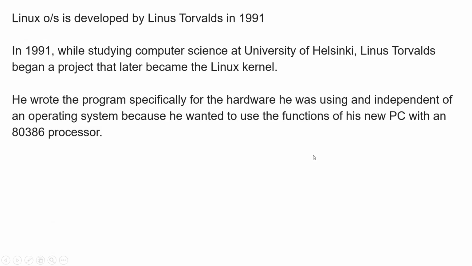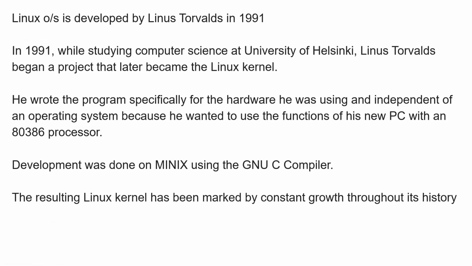Then the OS was developed with the GNU C compiler, which I told you about, together with the Linux kernel, and this is how it has grown constantly throughout its history. It is a combination of GNU applications. I told you what GNU is: Generally Not Unix applications plus the Unix kernel. This is exactly it, right?